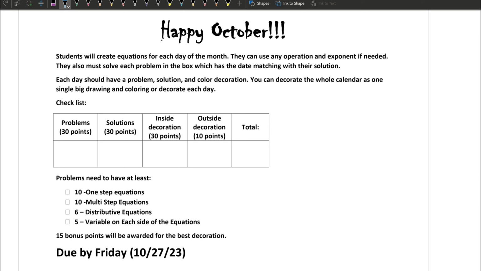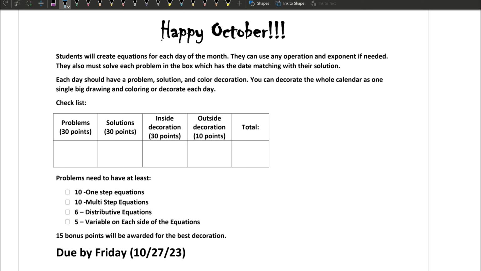Understand the steps and then try it again with your choice of numbers. When you see the steps, you will understand what I'm talking about. 15 bonus points will be awarded for the best decoration. If you ask me for extra credit, here's the extra credit: if you do a well decoration, you will earn extra credit for that.